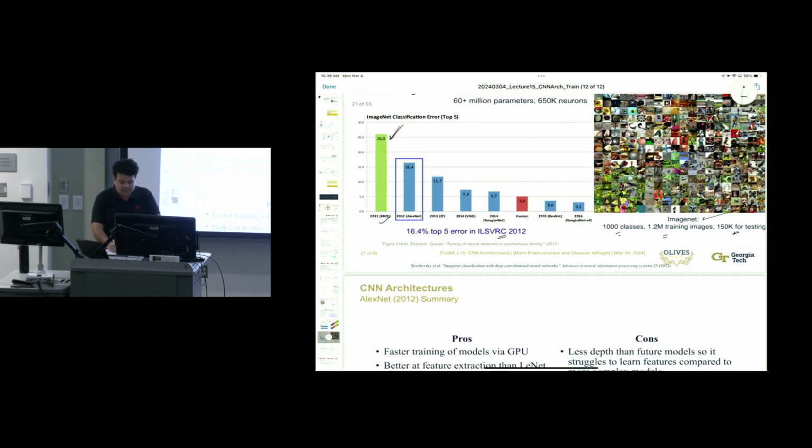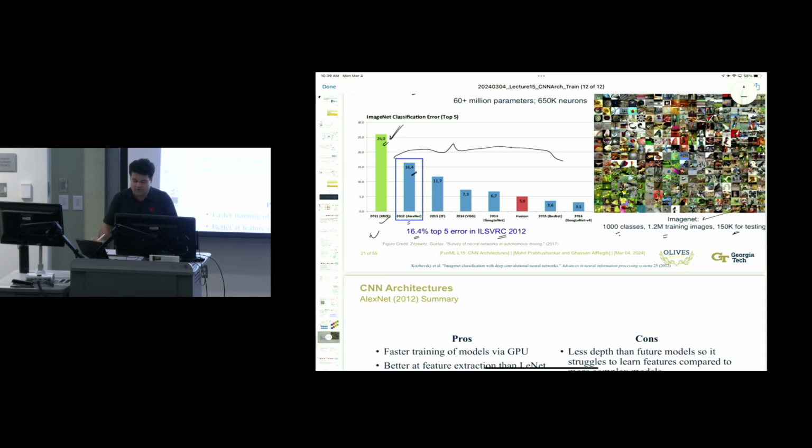And this is what you see here, the error rate. So from 26%, it went down to 16%. And this is a huge, steep drop. Before 2011, I believe it was very similar to the 26%. It wasn't as steep a drop as this. So from this point onwards, everything that we started seeing was deep learning architectures. So AlexNet came out in 2012.